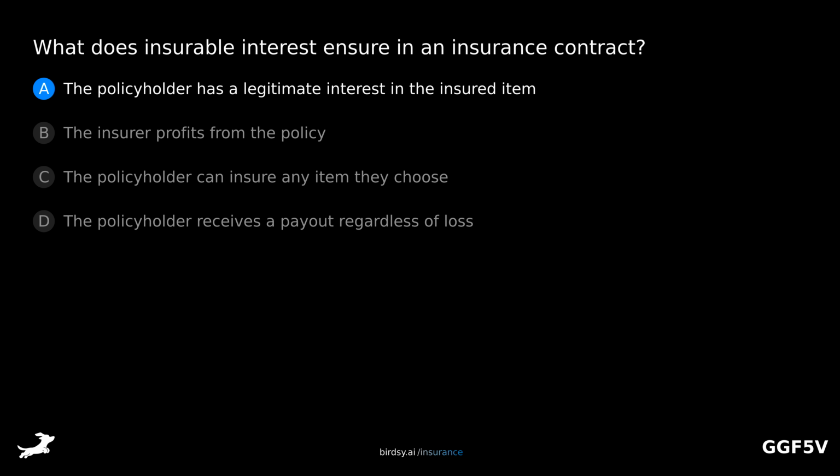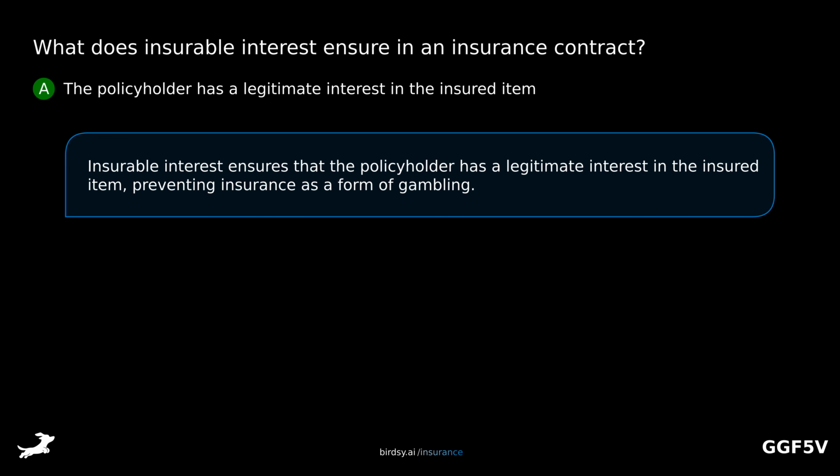Is it A, the policyholder has a legitimate interest in the insured item, B, the insurer profits from the policy, C, the policyholder can insure any item they choose, or D, the policyholder receives a payout regardless of loss? The answer is A, the policyholder has a legitimate interest in the insured item. Insurable interest ensures this, preventing insurance as a form of gambling.